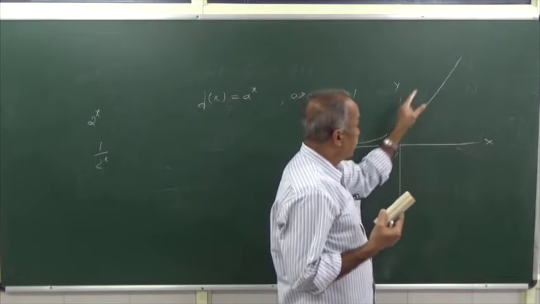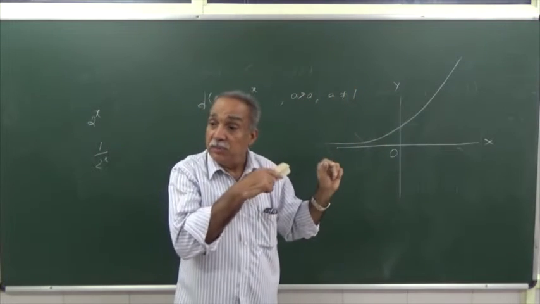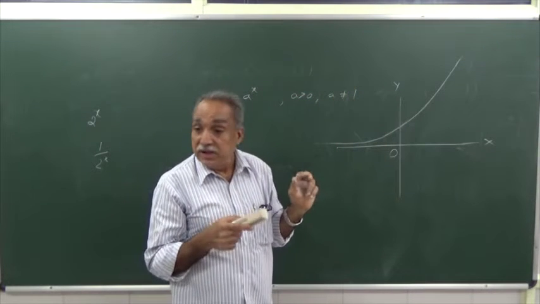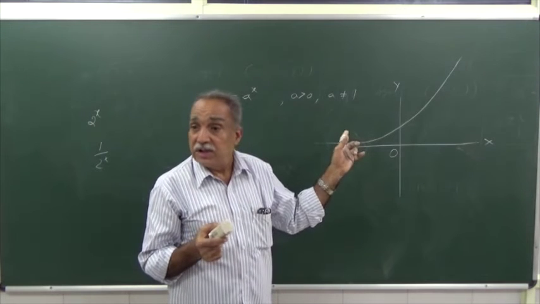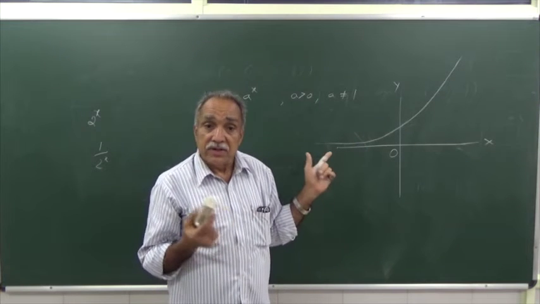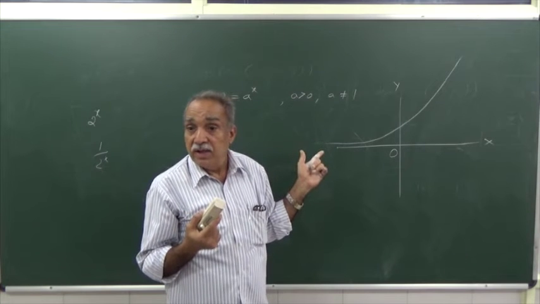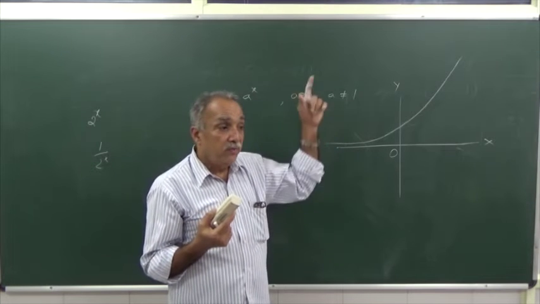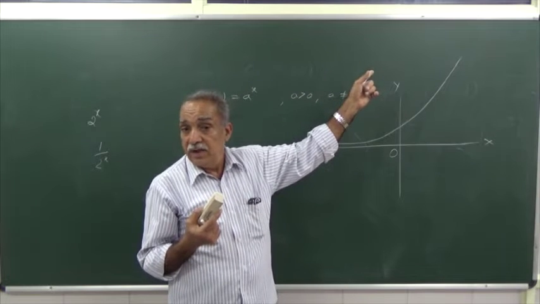Okay. Afterwards, throughout the interval of definition, it is a monotone increasing function, never decreases, never remains stationary. What is the domain? Clear from the graph. R, set of all real numbers. What is the range? Clear from the figure. 0 to infinity, 0 excluded, infinity excluded. Agreed?